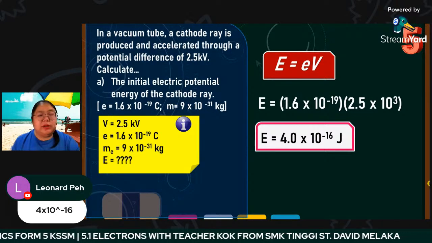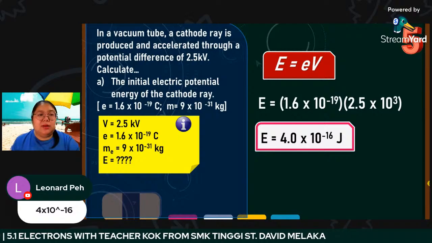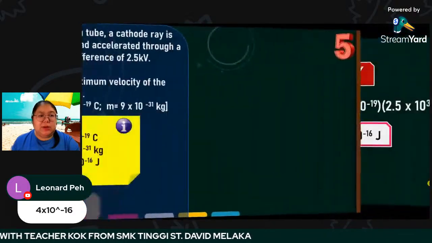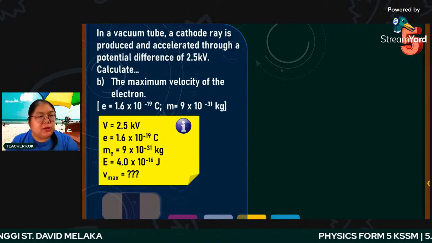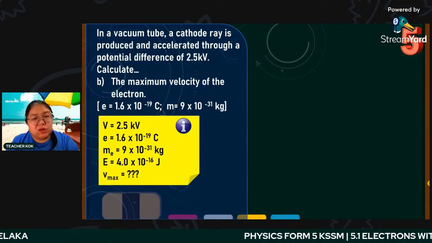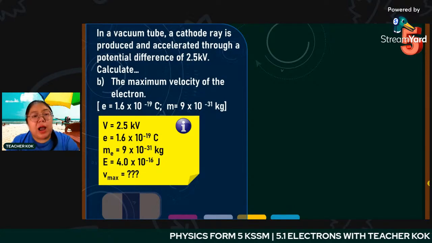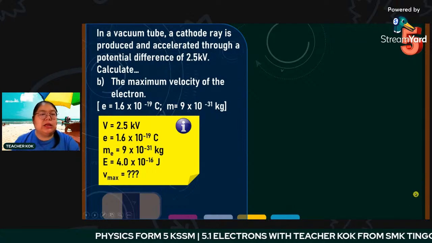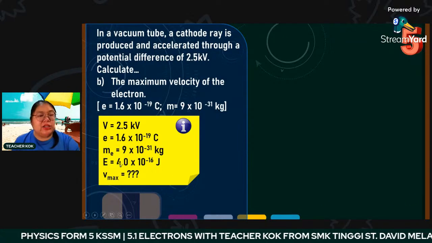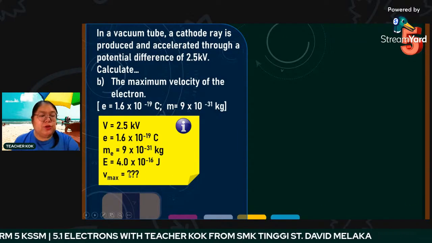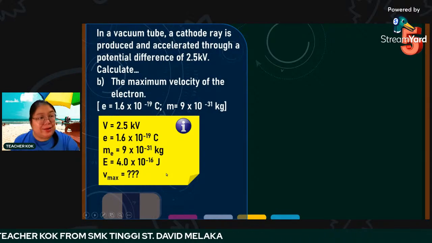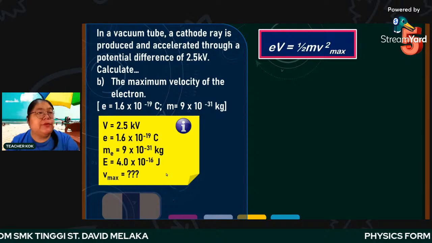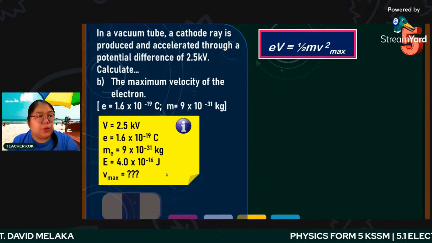Okay, then we go to the next part. Question B. They ask about the maximum velocity, so they want to ask about the V. The info just now, we already put the energy in, but now we want to find the maximum velocity. Remember we have another formula: EV equals half mv squared.